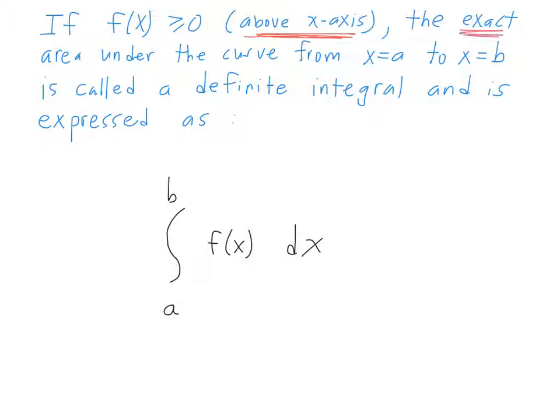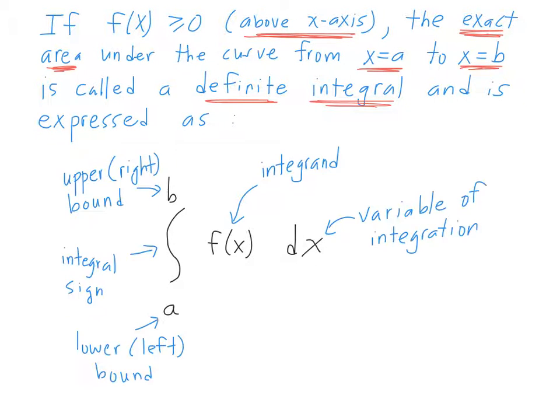So the exact area, so we're not talking about an approximation anymore. We're talking about the exact area under the curve from x equals a to x equals b is called a definite integral. And we use this notation down below to express it. Now each of these parts has meaning, so let's jot down what each of these parts represent. Alright, so make note of these different parts here.